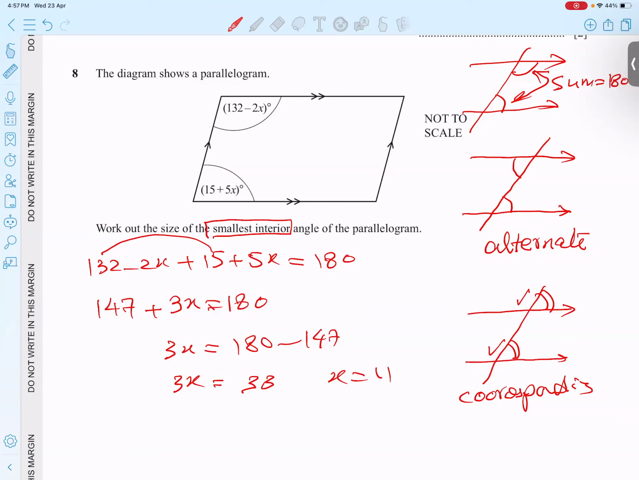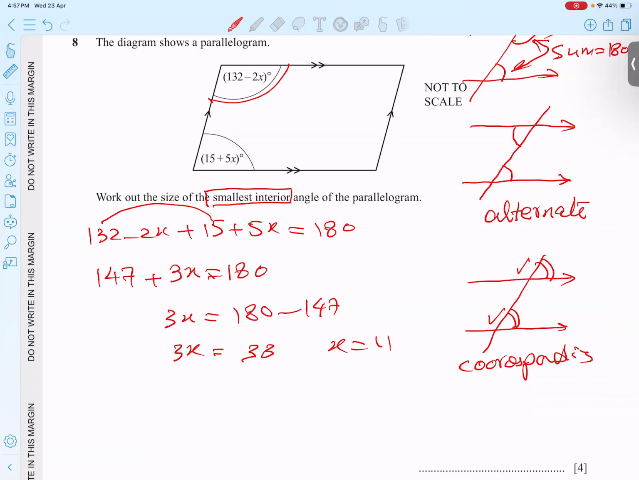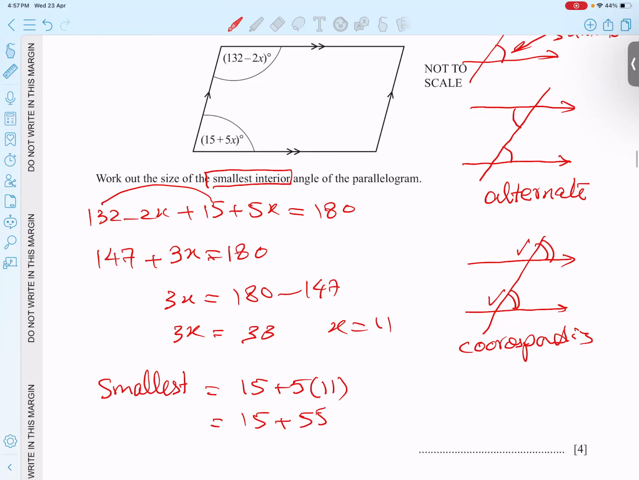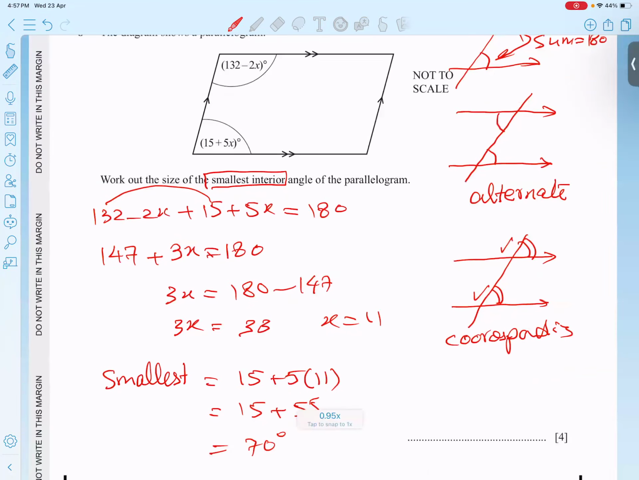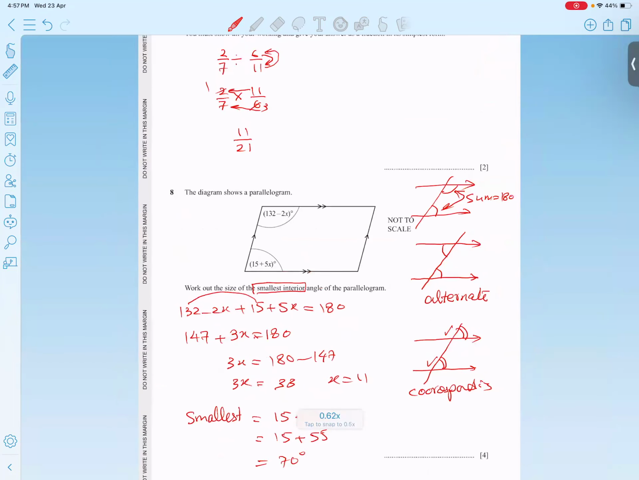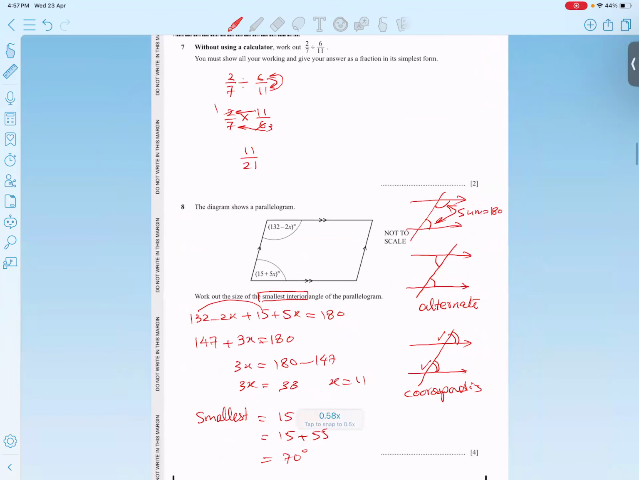How to get the smallest angle? Is the smallest the upper one or the lower one? Visibly, the lower one is the smallest. So let me find out the smallest angle. The smallest angle is 15 plus 5x, sorry, and for x I'm putting 11. I got 55, and 5 plus 5 is 10, 1 carry, 70 degrees. I believe the point is very clear and this page is also over. Let's go to the next page.